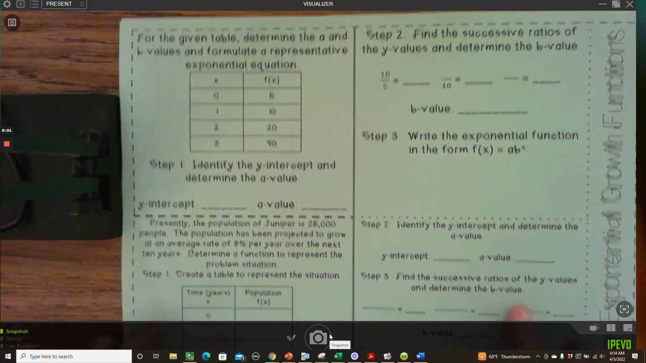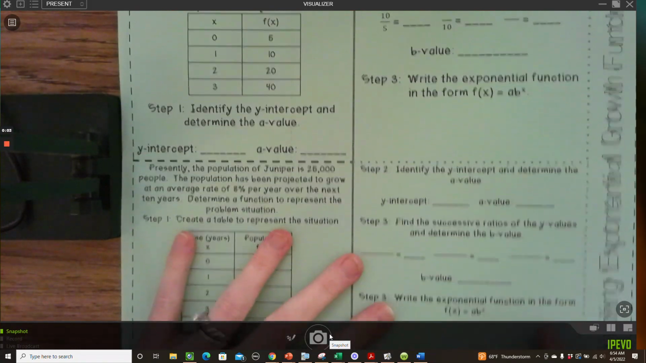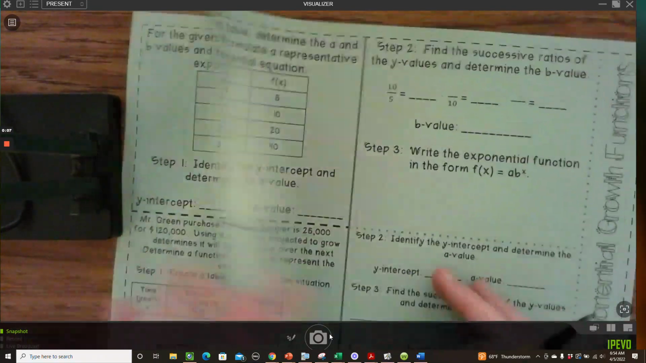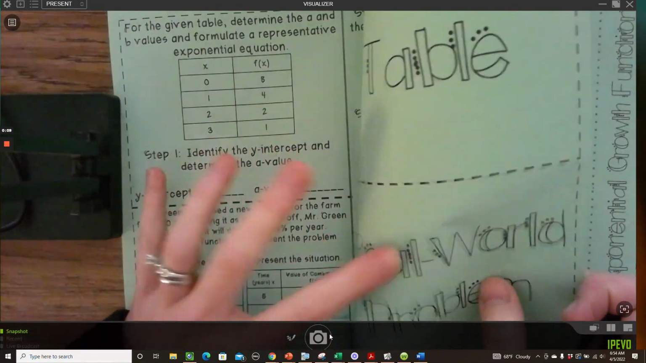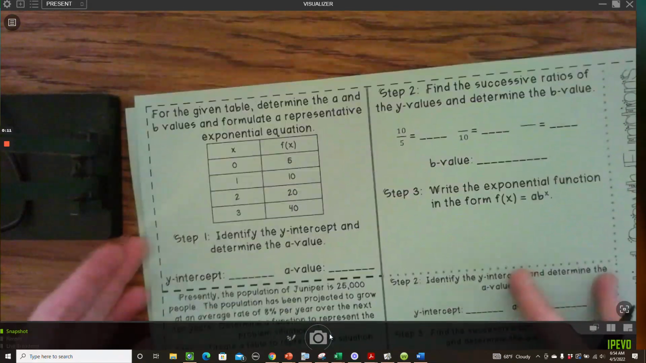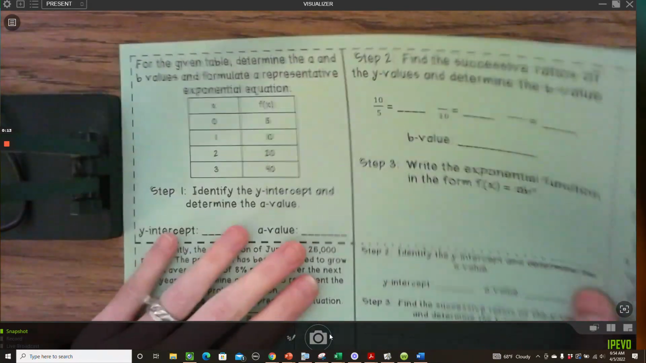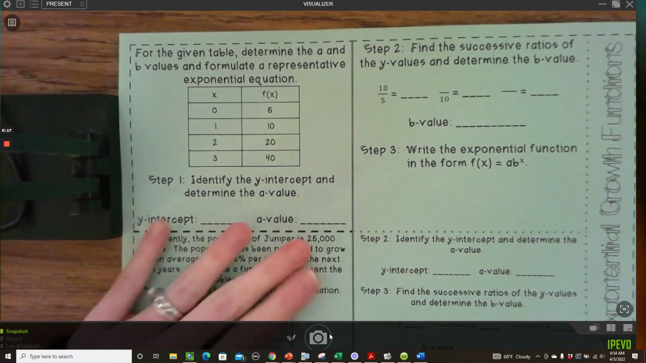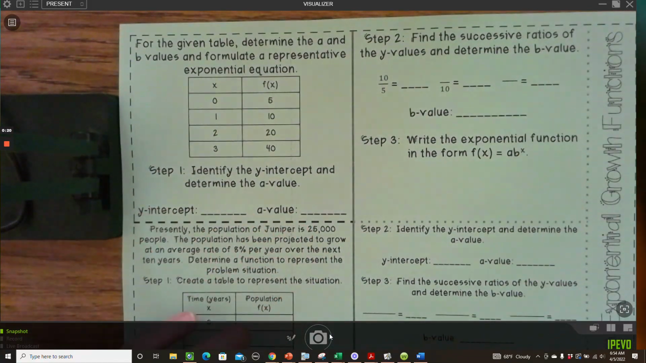This video is for writing exponential growth and decay functions. So what we're going to do is write an exponential function from a table and then from a real-world problem. So let's start with a table. For the given table, determine the a and b values and formulate a representative exponential equation.